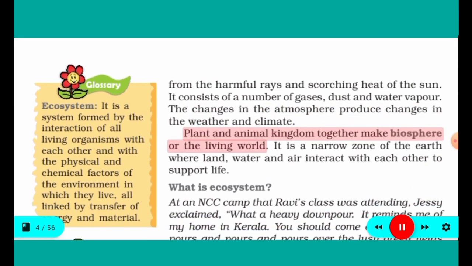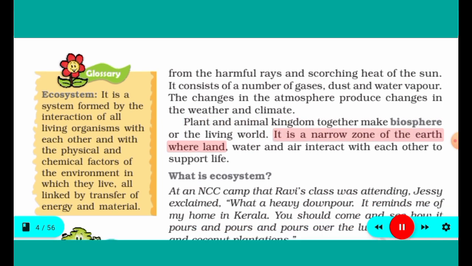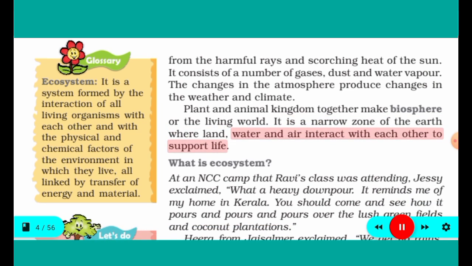Plant and animal kingdom together make the biosphere, or the living world. It is a narrow zone of the Earth where land, water and air interact with each other to support life.